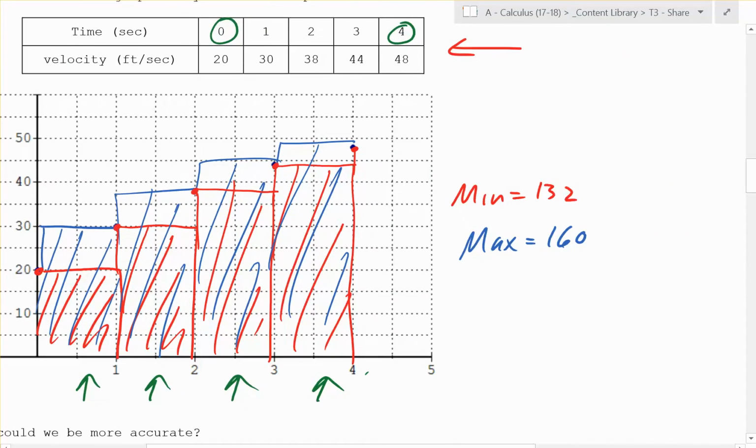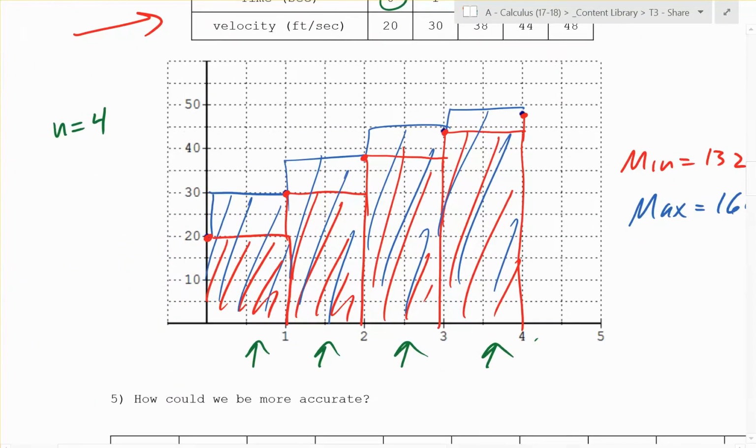Another thing we're going to figure out, which is super, super helpful here, is going to be the delta t. The delta t is going to be the change in time for each of the intervals. So it's this gap, and this gap, and this gap, and this gap. And the delta t is going to be the same. It just makes our math so much easier. So how do we figure out what that delta t is?